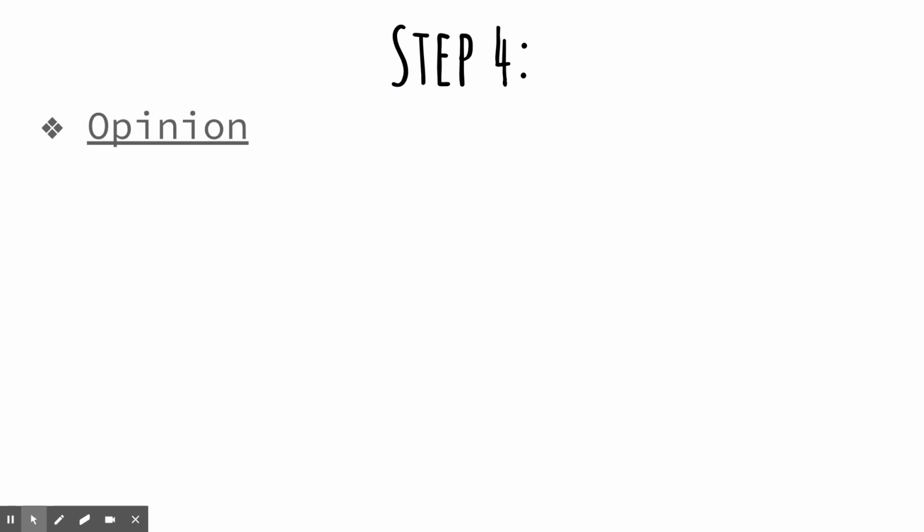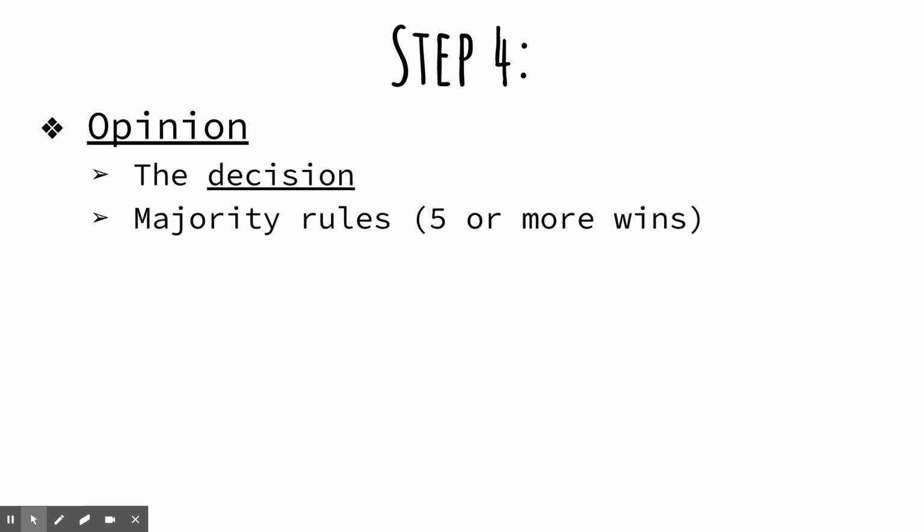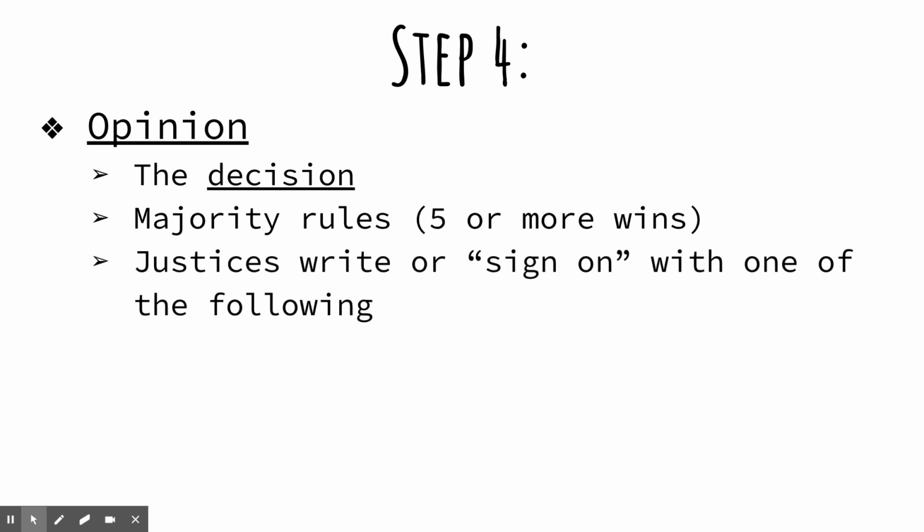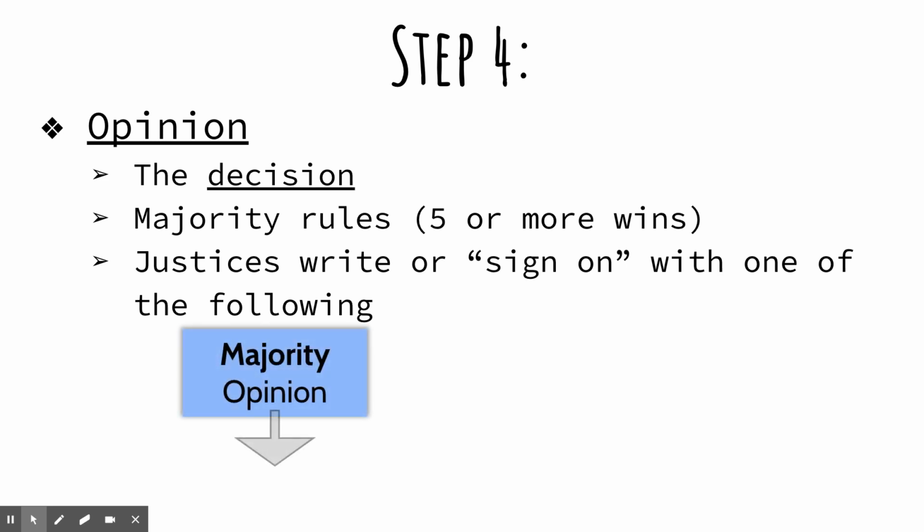For step 4, we have the opinion or the decision. And the opinion requires that there are 5 or more justices agreeing to the majority outcome or the majority decision. And justices are going to write or sign on with one of the following types of opinions. So the first is the majority opinion, okay, or a concurring opinion. So a concurring opinion means that a justice agrees with the outcome of the majority opinion, but not how they got there, not the reasoning.